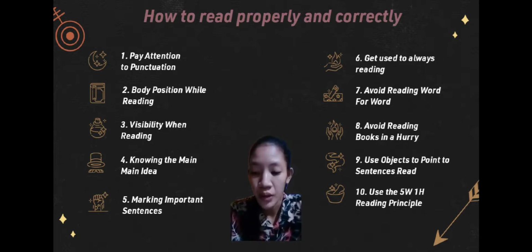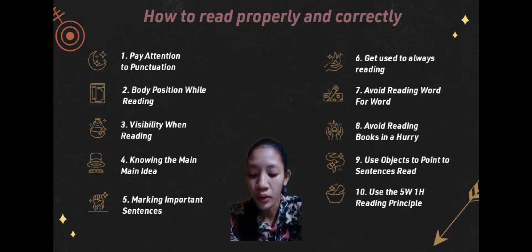9. Use objects to point to sentences read. To avoid repeating sentences that have been read, it is better to use objects such as sticks, pens, pencils, or others to guide each sentence you are reading, so you will feel more comfortable when reading and don't have to worry about a sentence being read over and over again.